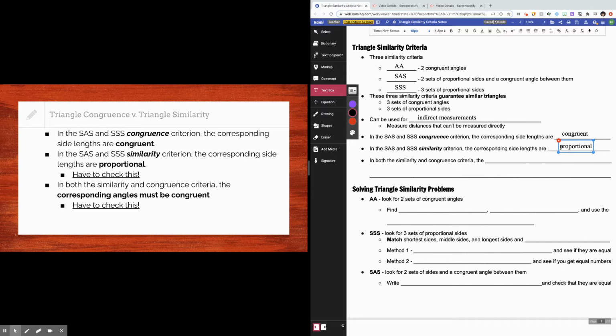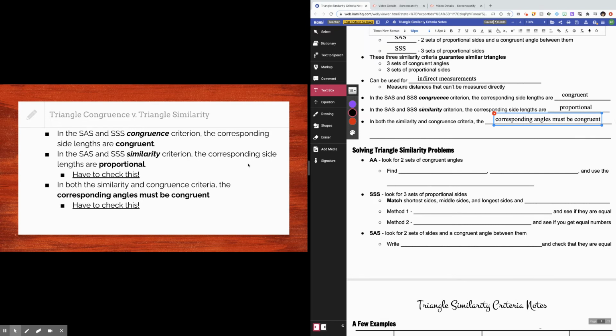What that means is that you have to write fractions with the corresponding sides, very similar to how we wrote scale factor fractions when we were talking about dilations, right? Same idea. And those fractions have to be equal because if they're not, then that means the shapes are different. So it's a completely different shape. But when you're dealing with either of these, similarity or congruence criteria, the corresponding angles must be congruent. So angles are always congruent, right? You're always checking to see if the angles are the same.